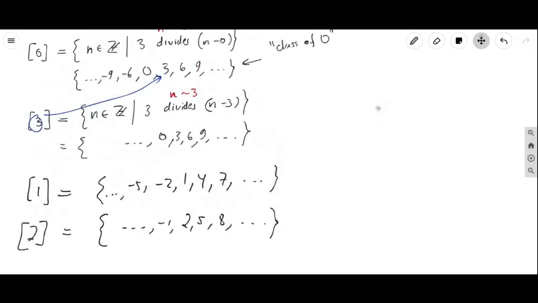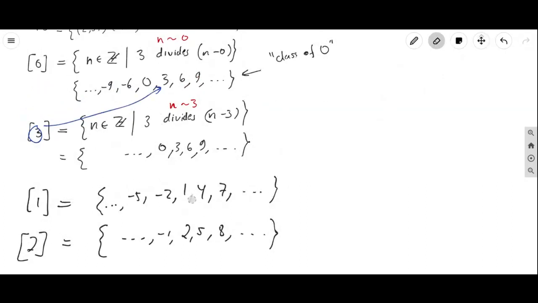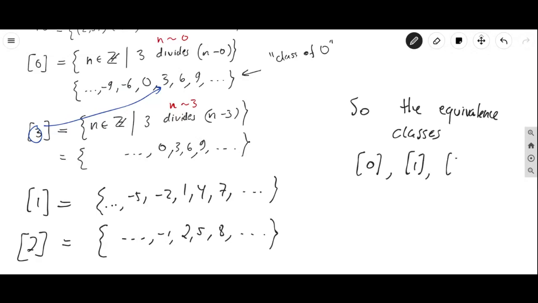And you can check that now every number, every integer is among these three classes. 0, 1, 2, 3, 4, 5, 6, 7, 8, 9. So all of the integers. So the equivalence classes are the class of 0, the class of 1, and the class of 2, and those are it. So there's 3 of them.